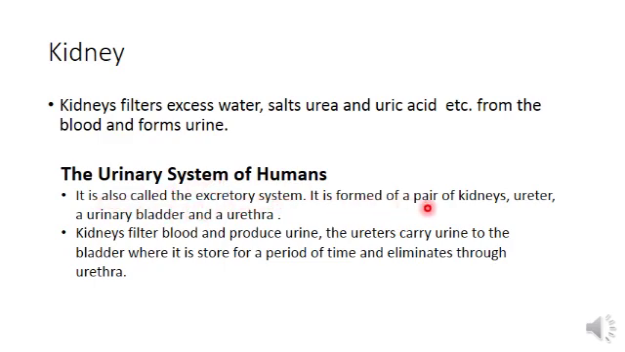It is formed of a pair of kidneys, ureters, a urinary bladder, and a urethra. There is a pair of kidneys in humans, a ureter, a urinary bladder, and a urethra.